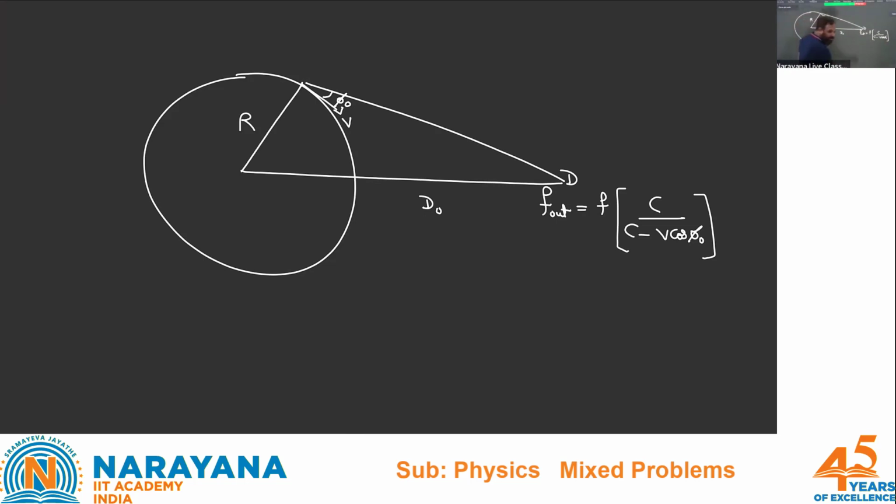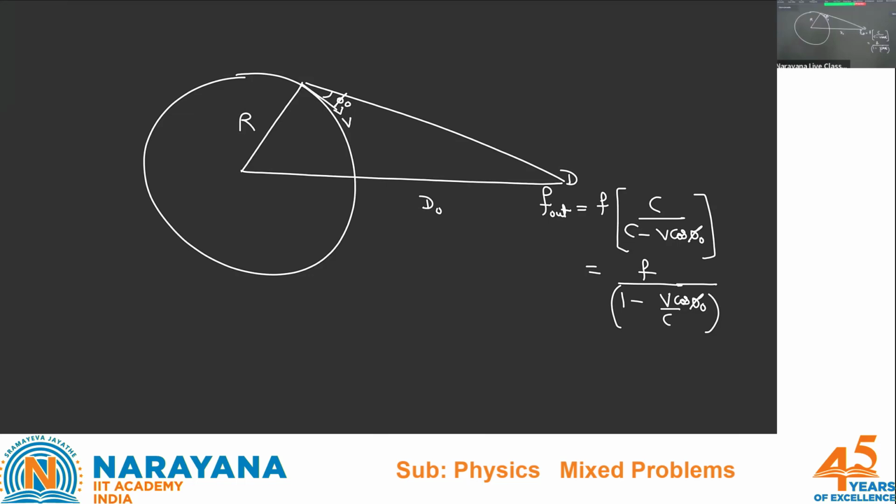All good up to this point? So you are getting this term: F upon 1 minus V upon C cos phi naught. Just try to write this expression carefully for different positions of this person. क्या क्या आ रहा है?